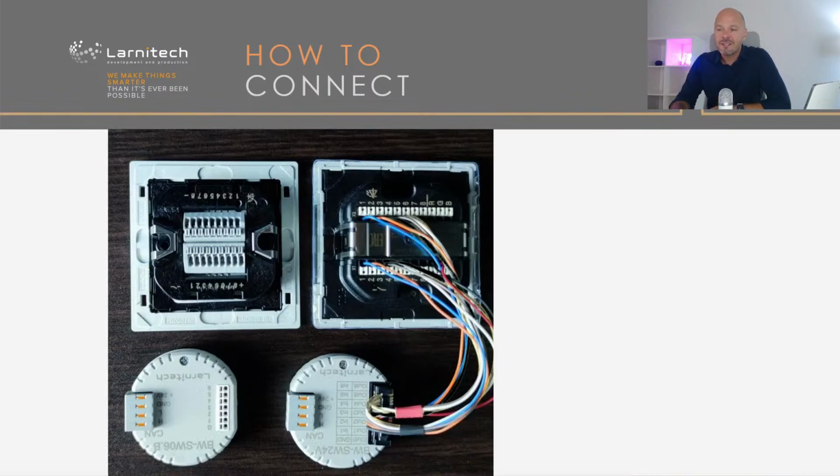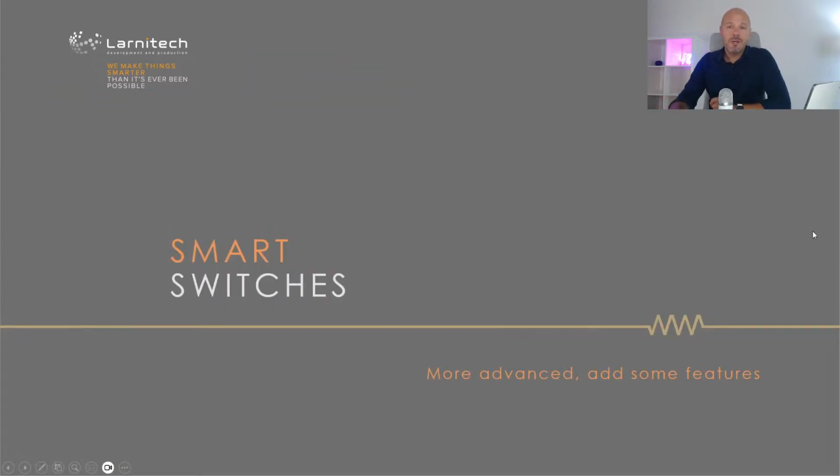So this is another way how we connect it, and this device, BW-SW24, gives us connection to up to 6 buttons and up to 6 LED lights inside this switch. So we can have a real-time status. Okay? And then we have smart switches.